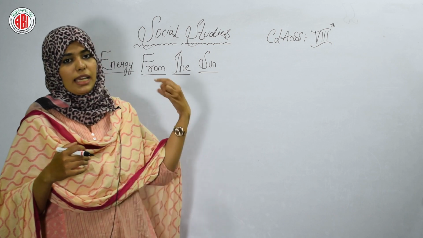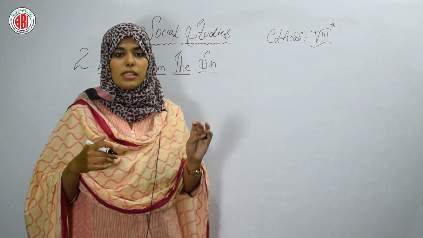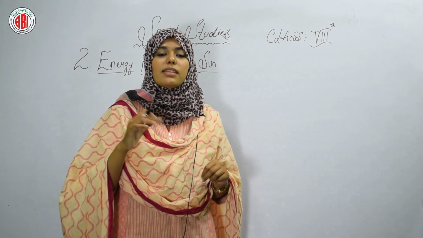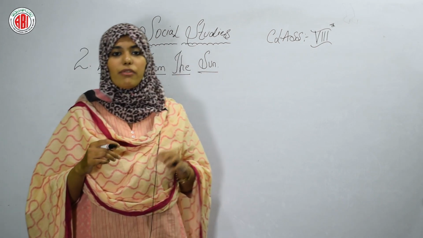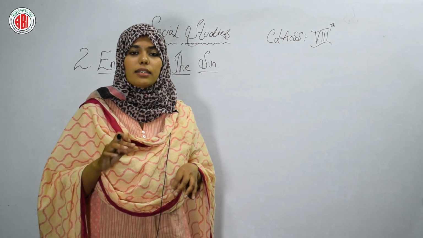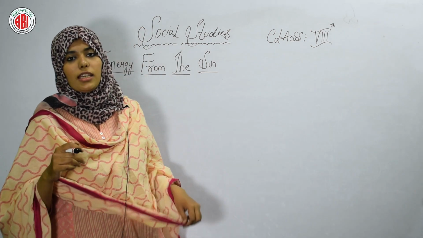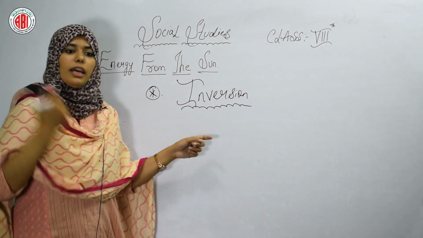If the person is going upwards, every 1000 meters the temperature will come down by 6 degrees. Yes children, if you are climbing, every 1000 meters the temperature decreases by 6 degrees Celsius. So let's see what is inversion. The next subtopic is inversion.